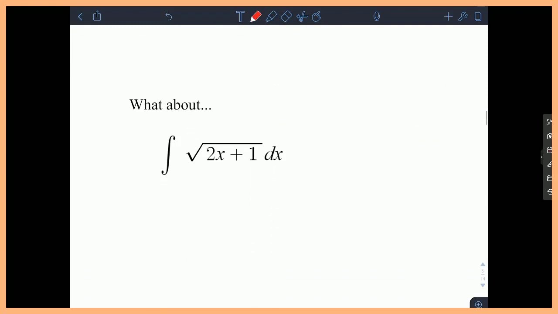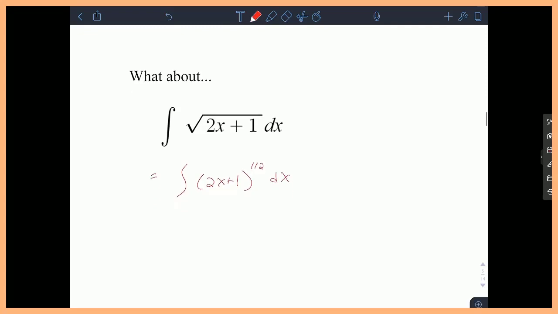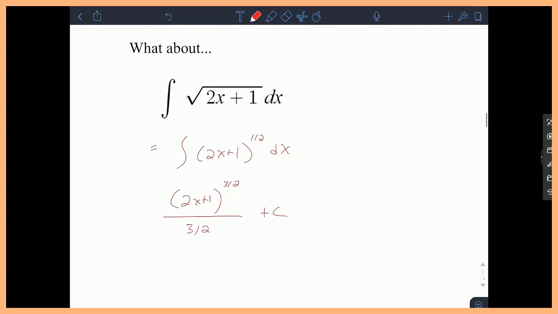What about this one? If we tried to use our rules on the square root of 2x plus 1, I could rewrite this problem as the integral of 2x plus 1 to the 1/2 power dx. And I could now try my integration rules, which of course would add 1 to the power. So this would be 2x plus 1 now to the 3/2 power. And I would divide by that same power, 3/2, and I'd add the plus c. And if I just take this division by 3/2 and move it out front as multiplication by 2/3, my answer would be 2/3 times 2x plus 1 to the 3/2 plus c. And this would be my answer, right?